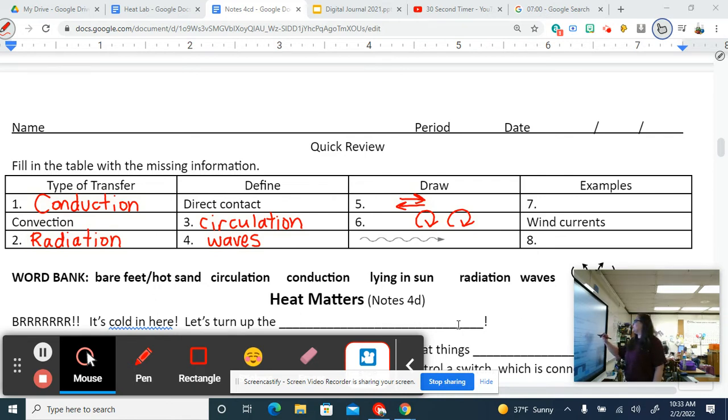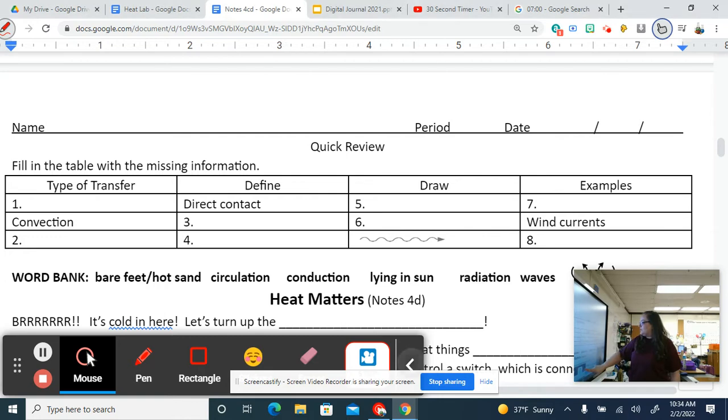An example of conduction: bare feet on hot sand. And wind currents is our example for convection. And for radiation, lying in the sun. Pause it if you need to, but I'm moving on.